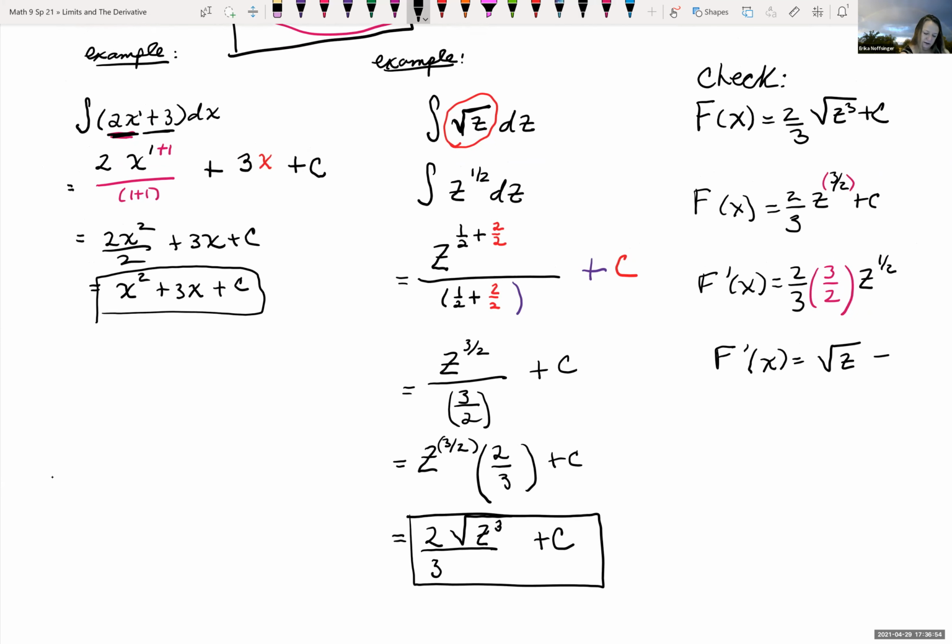which again is equal to our integrand. I should have called this f of z, not f of x, because our variable was z, not x.